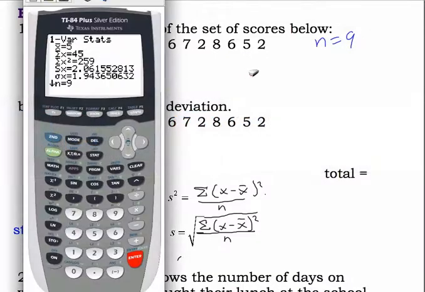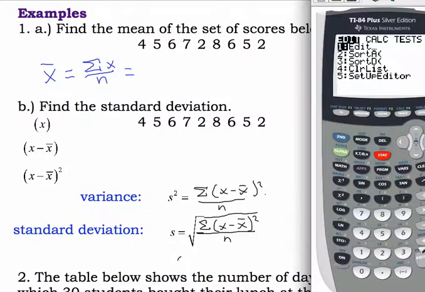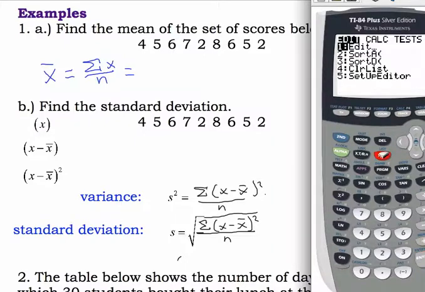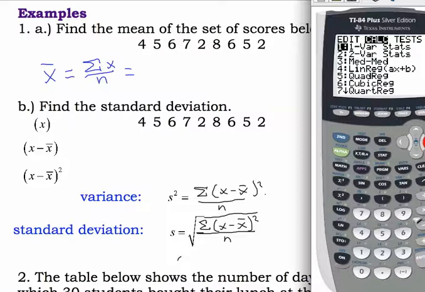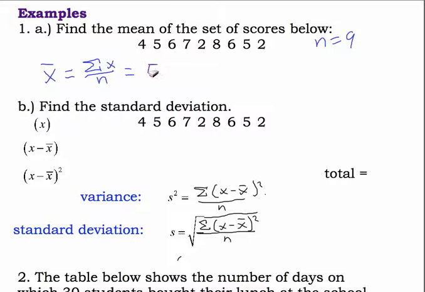Okay, so I could do that by hand, or I could use my graphing calculator. I've already got the data entered into stat edit, and my data is in list 1. So then I can go to stat, go over to calc, and go to one variable statistics, and if I go to second function L1 here, I can calculate the statistics for that. So the mean is going to be 5.